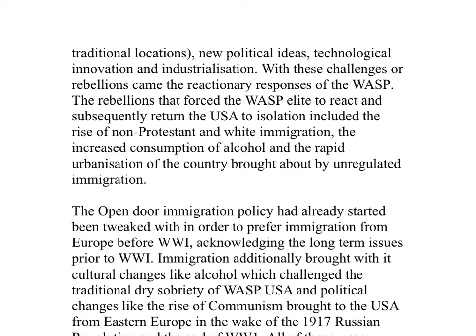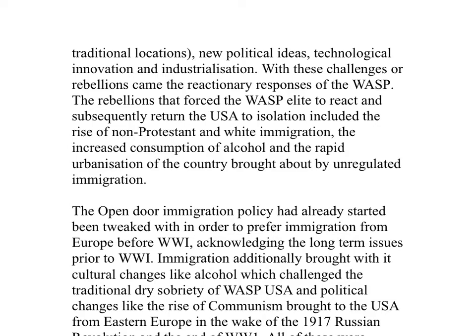With these challenges or rebellions came the reactionary responses of the WASPs. The rebellions that forced the WASP elite to react and subsequently return the USA to isolationism included the rise of non-Protestant and non-white immigration, the increased consumption of alcohol, and the rapid urbanization of the country brought about by unregulated immigration. So we are talking about other factors and attempting to quantify them in relation to World War I.